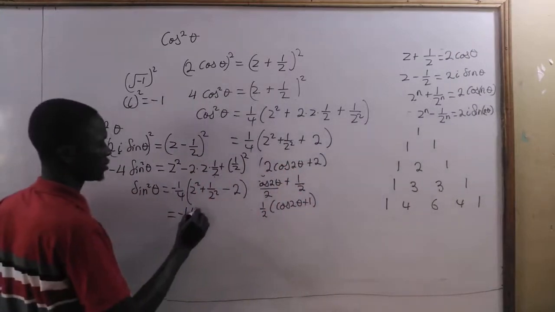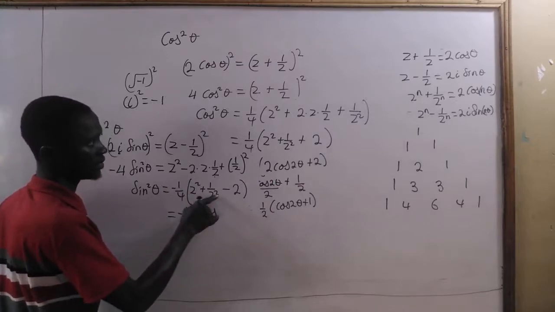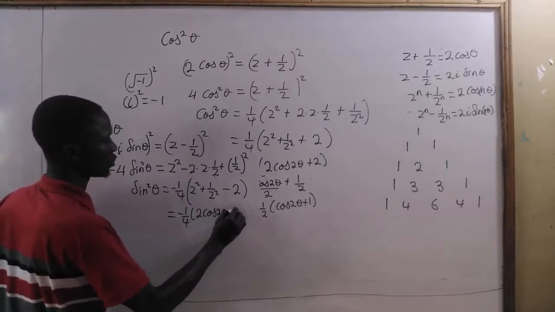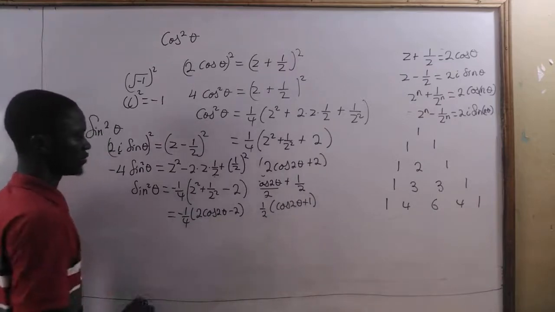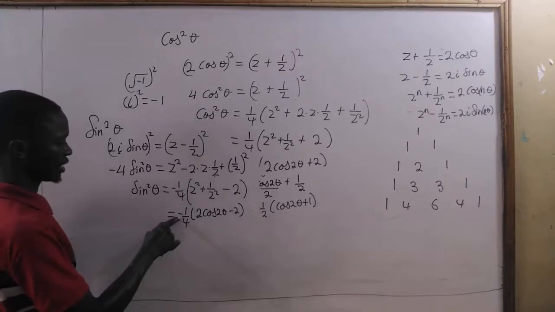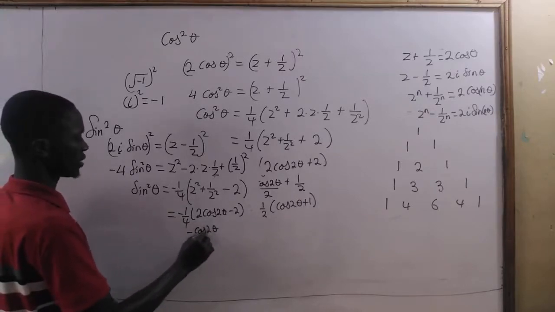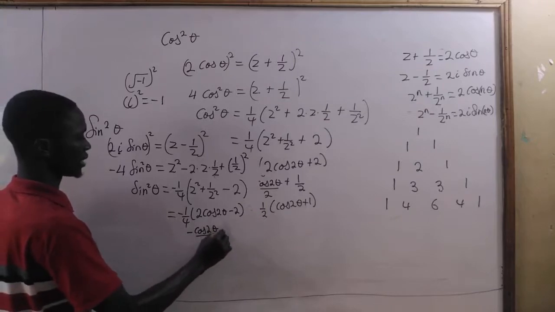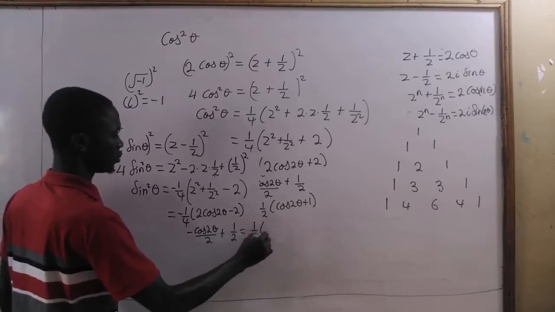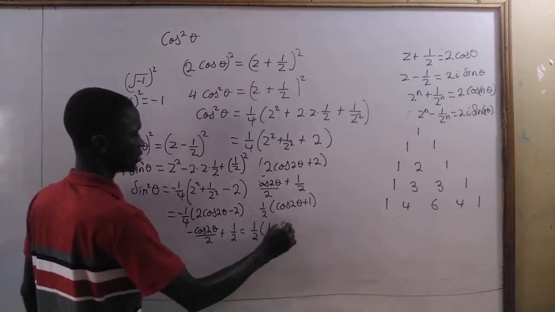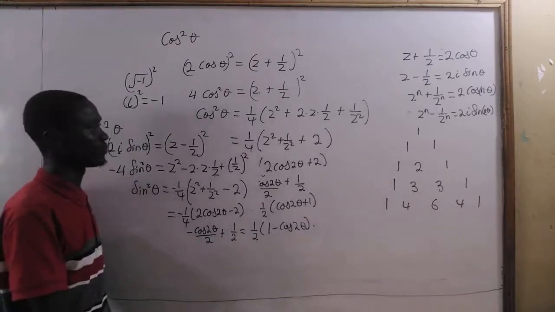It will give us 2 times cosine of theta times n. So that is 2 theta minus 2. And the same thing like this, but here will be negative. So we are going to have, sorry, there's negative here. So I have negative cosine of 2 theta divided by 2 plus 1 on 2. That will give us 1 on 2 into brackets 1 minus cosine of 2 theta. Very, very simple as that.